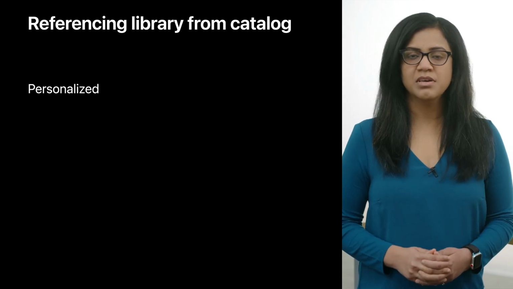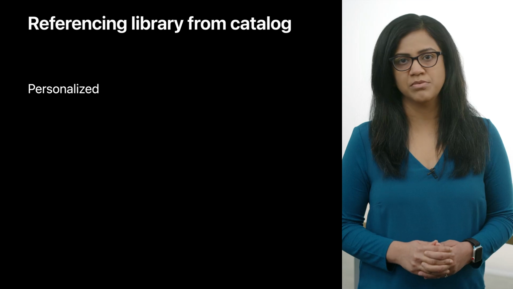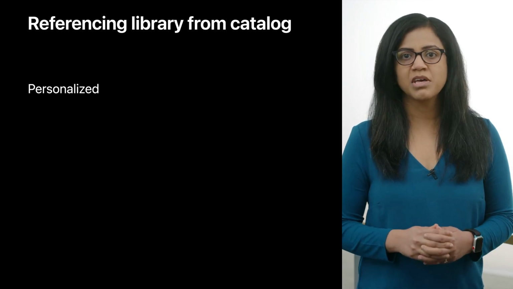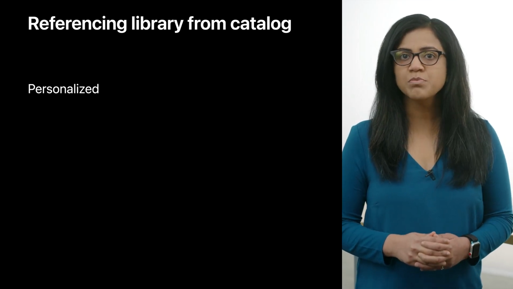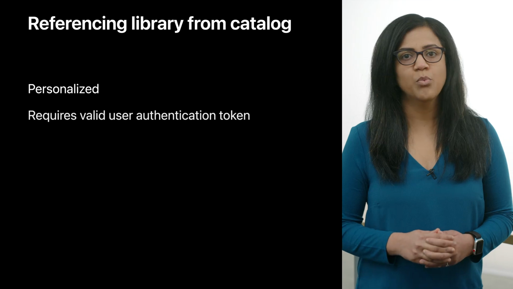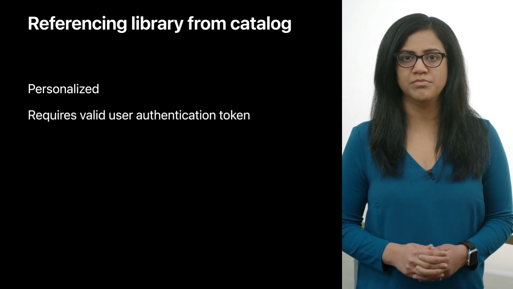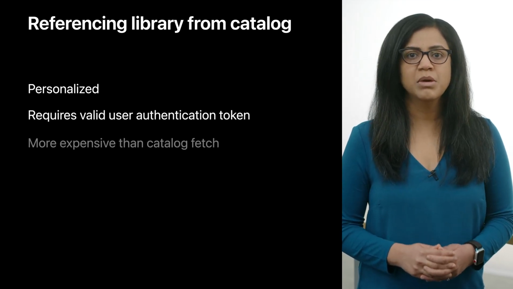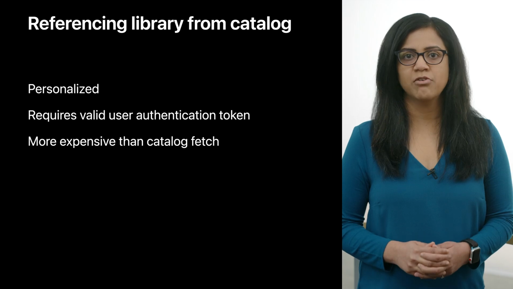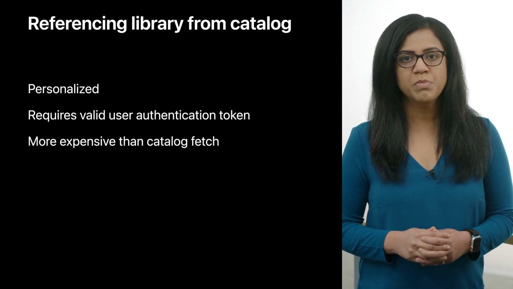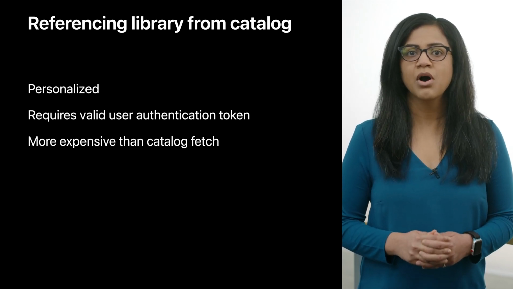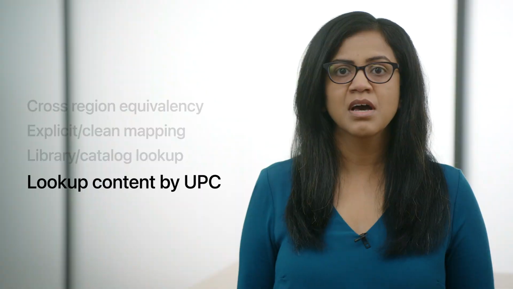iCloud Music Library is completely personalized for the user. So the mapping from the catalog to the library is also personalized and requires a valid user authentication token. Requests may be faster when fetching data from the catalog, so it is better to use a library relationship only when needed. Let's now go over how you can look up content using the UPC identifier.